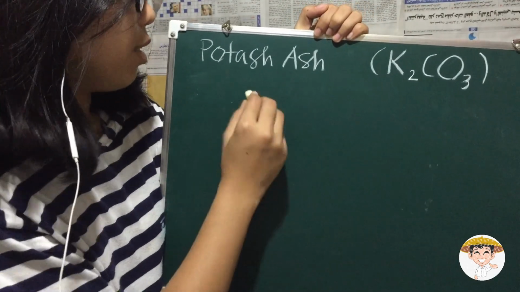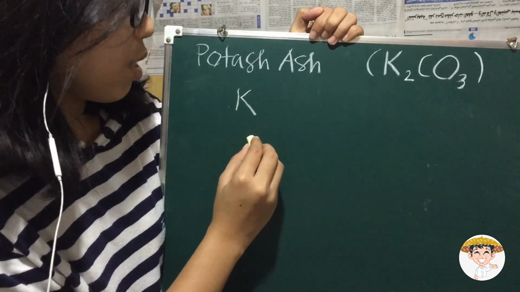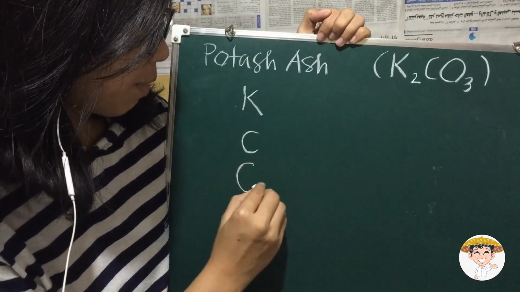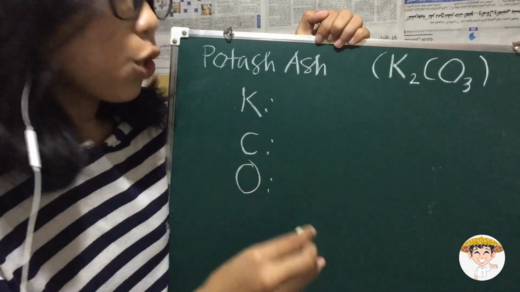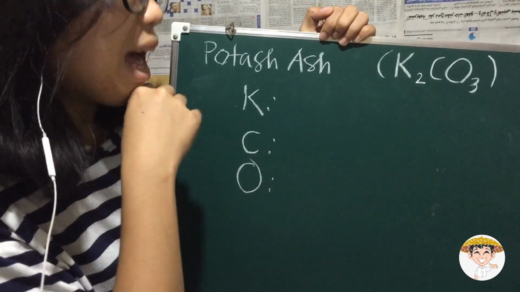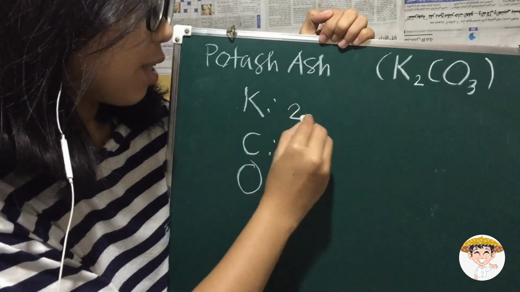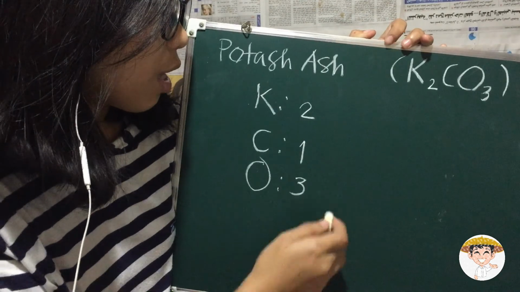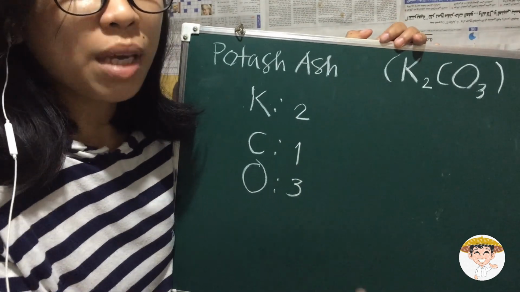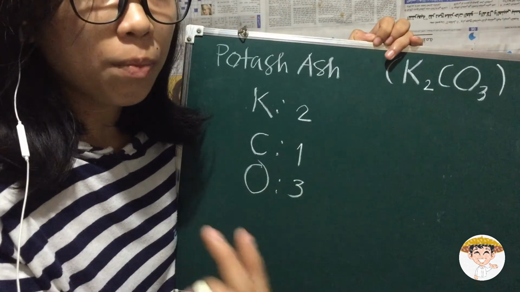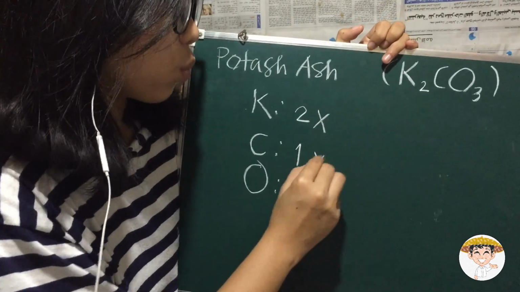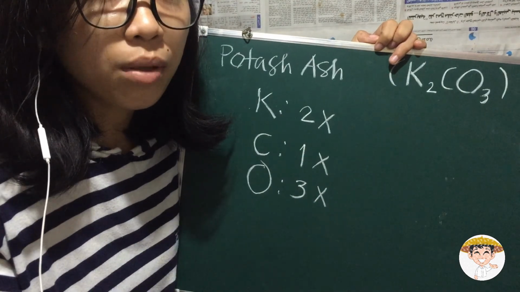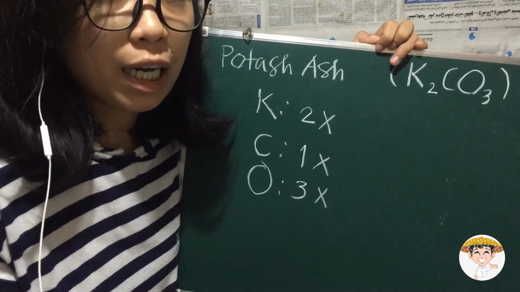So list all the elements. We have K for potassium, we have carbon, and we have oxygen. Mind the numbers that are present, the elements. Next, you write how many atoms each element has. So we have potassium which is two, carbon one, so it has no number, and oxygen has 3. Now, this number of atoms, we are going to multiply it with the atomic mass. The atomic mass can be found in your periodic table. Now, we are going to use whole numbers, or you can use the decimal points to be exact, but whole numbers rounded are okay.